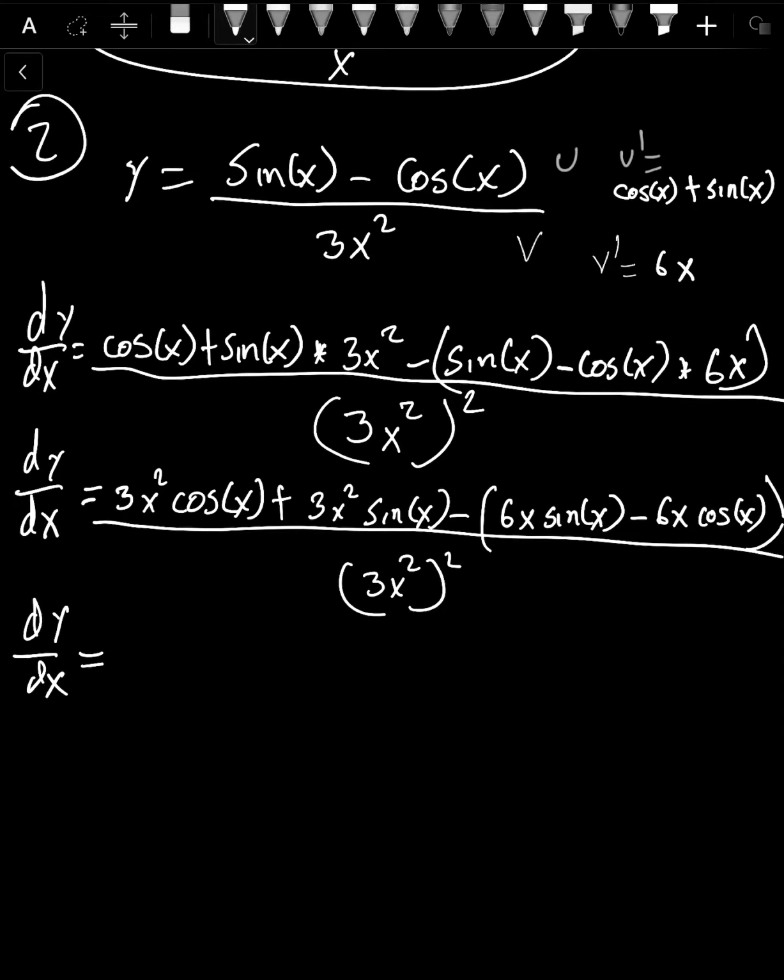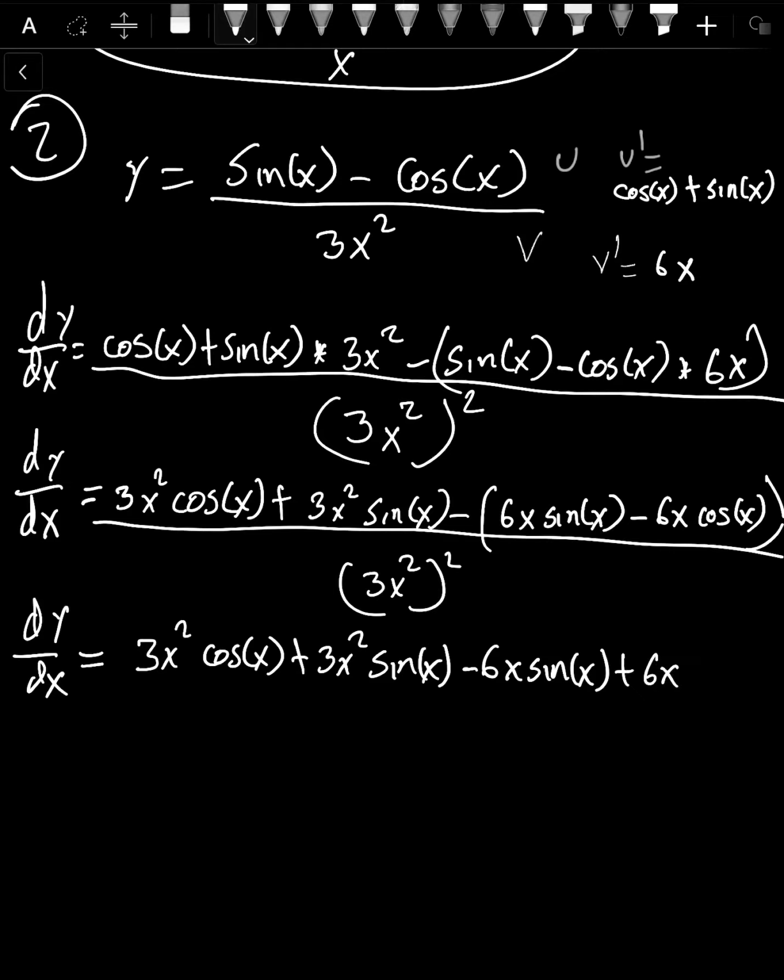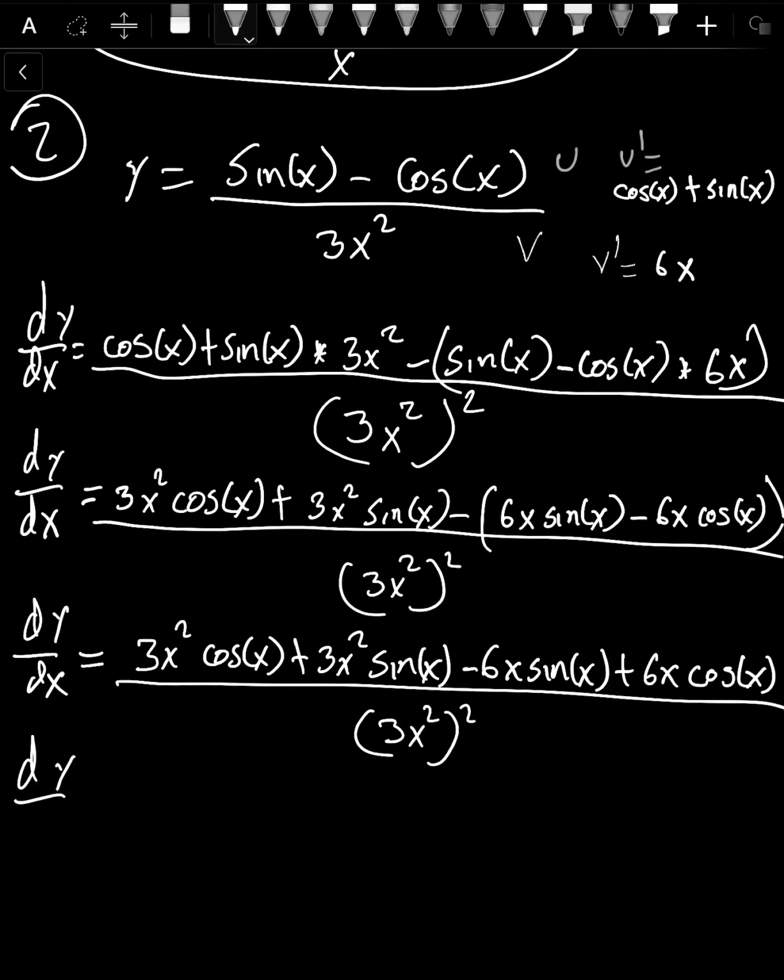Let's keep going. dy over dx. Let's simplify whatever we can. Let's distribute the negative sign into the parentheses. So 3x squared cosine of x plus 3x squared sine of x. Negative times positive is negative 6x sine of x, right? Negative times negative is positive 6x cosine of x, and all these over 3x squared.